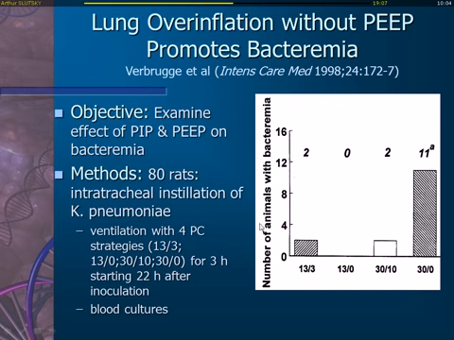And here's what they found. This is the number of animals with bacteremia. With the 13/3 strategy, a couple of animals, 13/0, none, 30/10, a couple of animals, 30/0, a marked increase in animals with bacteremia. So again, the ventilatory strategy has an impact not just on what we're doing in the lung, but can cause bacteremia. Well, if you have patients with pneumonia, and if you have patients with bacteria in the lung, which virtually all our patients can get in the ICU, that can lead to sepsis and multiple system organ failure.